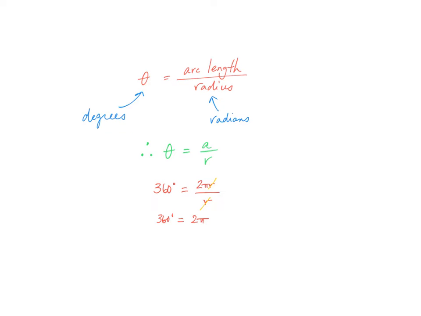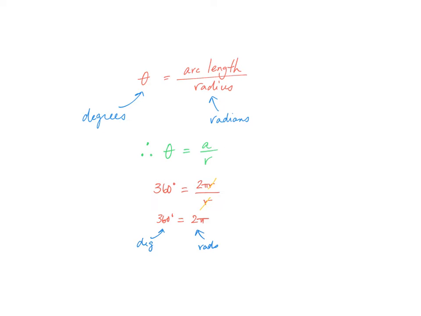And that is huge for us. What I just found is that in degrees, 360 degrees is actually equal to 2 pi radians. So I know then that a full rotation is 2 pi if I'm going to use radian measure.